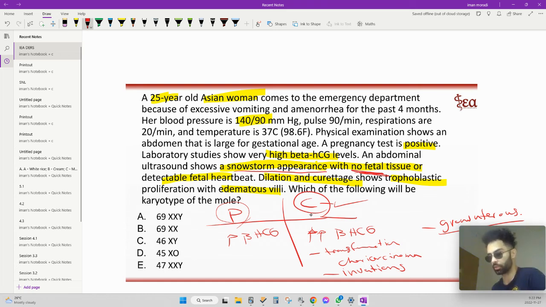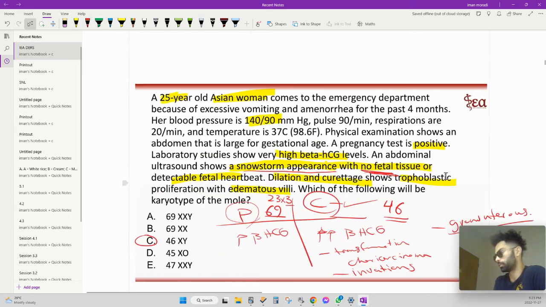Choriocarcinomas are really good at hematogenously metastasizing to the lung and taking over the lung. And they respond really well to methotrexate. That's another point to know. So in this case, we know it's a complete one, and the complete ones have 46 chromosomes, the normal number. The partial ones have 69, which is 23 times 3, three copies, and they're all coming from the father. The complete ones have two copies, but also all from the father. So it's always the dad's fault in this scenario. We're looking for something that has 46 chromosomes. C is the only one with that.